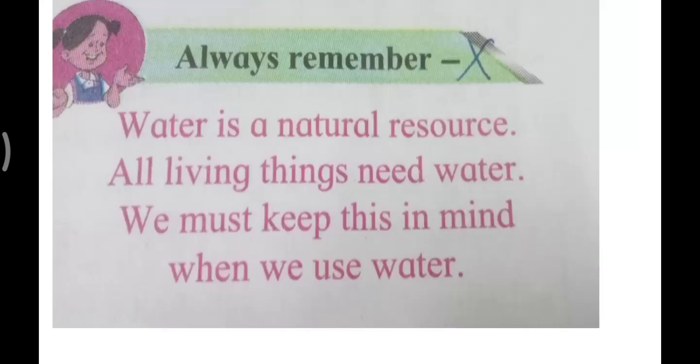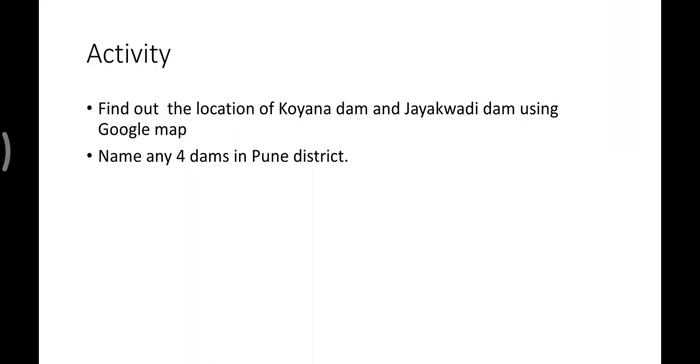Okay? Now, there is an activity. Find out the location of Koina Dam and Jayakwadi Dam using the Google map. Okay, so you are going to use your Google map and find the location of Koina Dam and Jayakwadi Dam. As well, there is one more activity. Name any 4 dams in Pune district. You have to name any 4 dams in Pune district. Please write these names in your notebook.